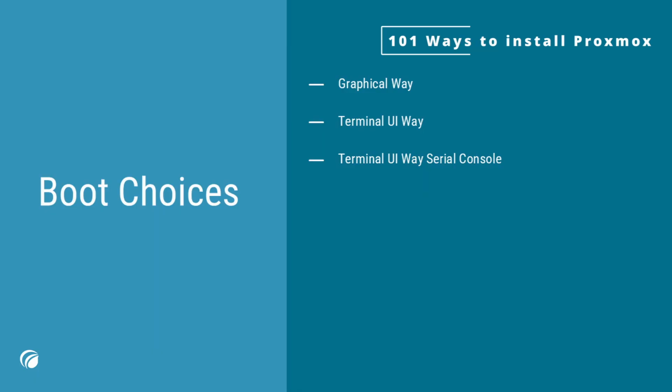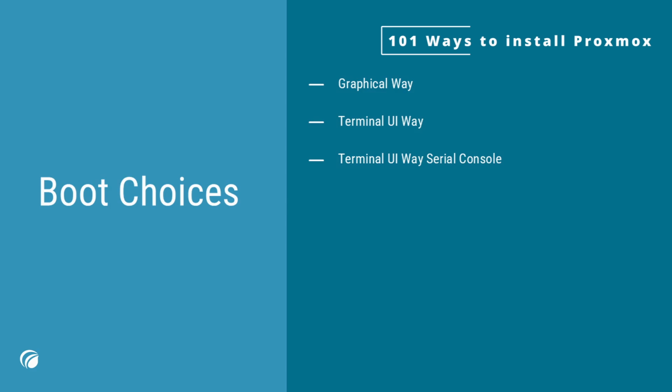Let's look at the boot choices first. When booting, first I have 3 distinct choices when using my Dell R630. I have the Graphical Way, I have the Terminal UI way, and I have the Terminal UI way with Serial Console. And of course, I have the advanced options. However, when doing the same thing using VMware Workstation, the Terminal UI way with Serial Console wasn't presented and is hidden in the advanced options.